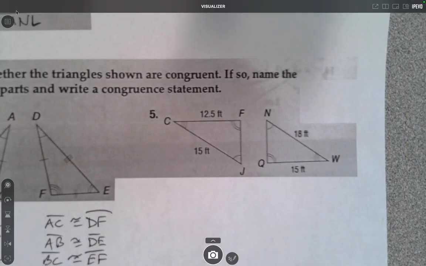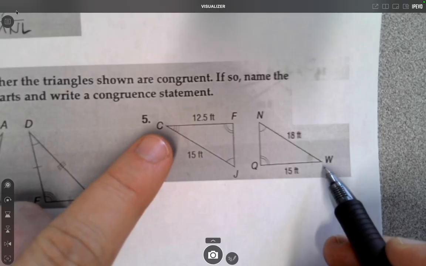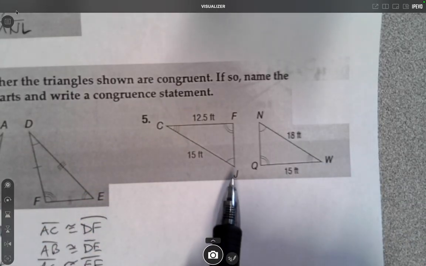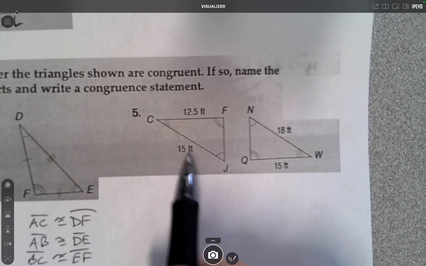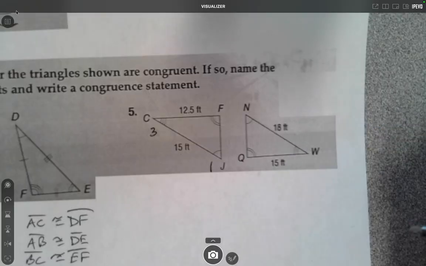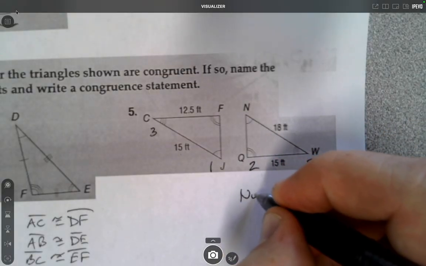Okay, as we look at this one, we see the angles all line up. N and J, F and Q, W and C. That's good. But we're not going to be lined up as far as sides. They're not congruent. Because this 15 is between the 1 and the 3 arcs, whereas this 15 is between the 2 and the 3 arcs. So that means they are not congruent.